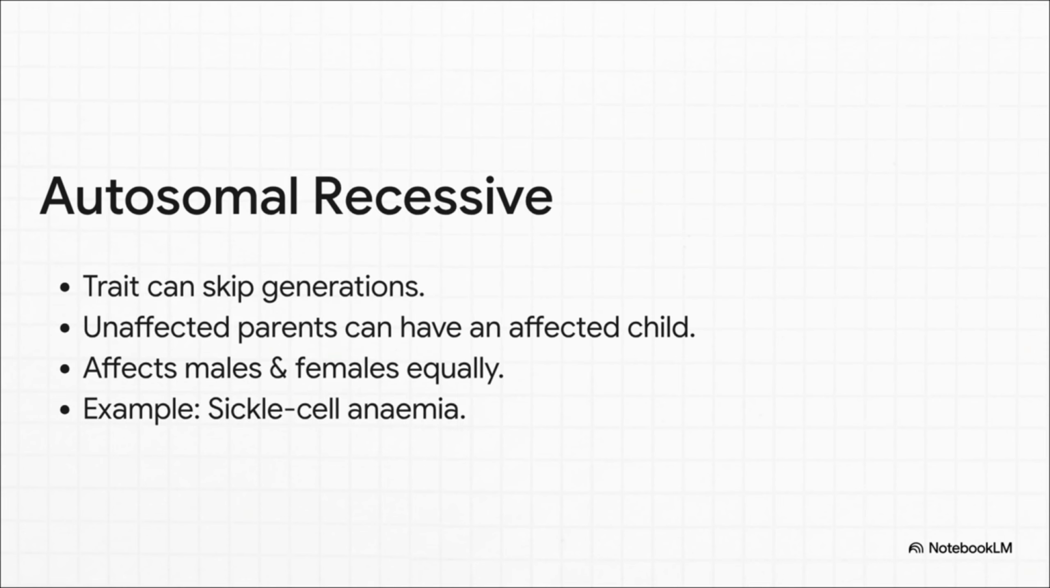But what if the trait just disappears for a generation and then pops back up again? Well, that's our telltale clue for an autosomal recessive pattern. You can have two totally unaffected parents, who we call carriers, suddenly have a child who does have the trait. That skipping a generation is the dead giveaway. A classic example is sickle cell anemia.